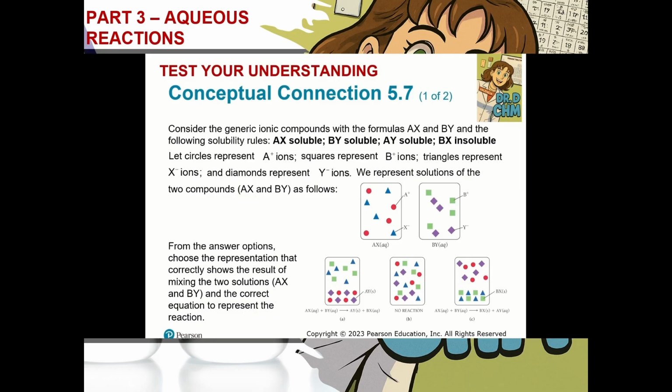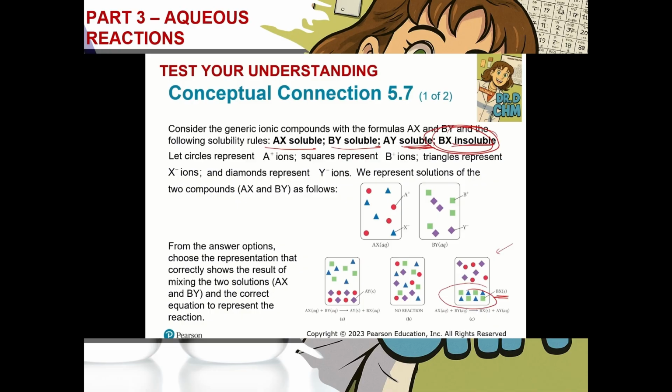Look at this problem. It asks you to consider generic ionic compounds with the formula AX and BY and the following solubility rules. They say this one is soluble, and this one is soluble, but forming a product that is soluble and one that is not. So what I'm expecting to see is this one, BX, right? And it settles out at the bottom. So when I look here, I have BX at the bottom, and all the others are dispersed in the solution.